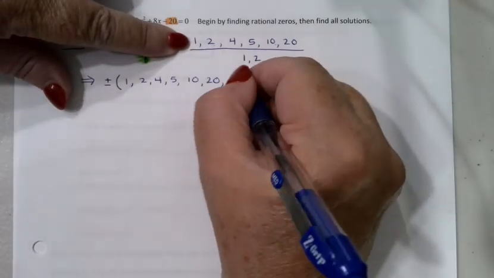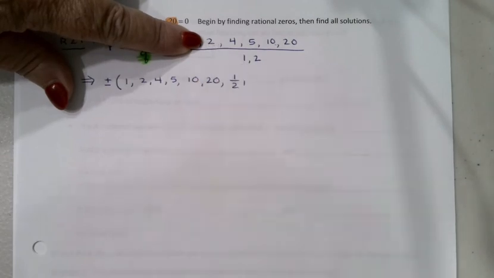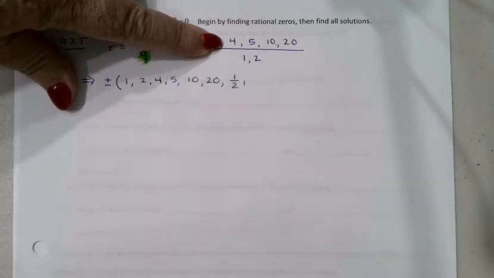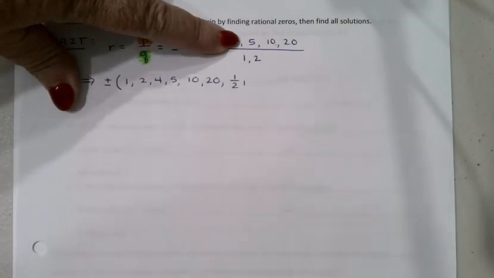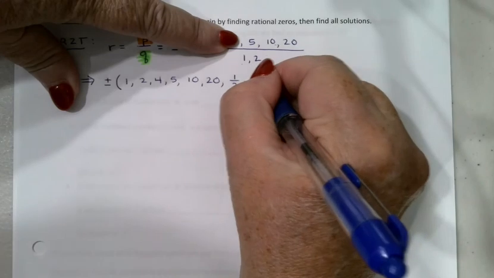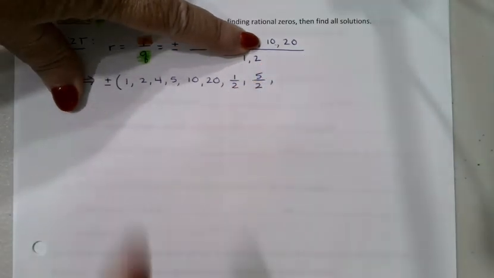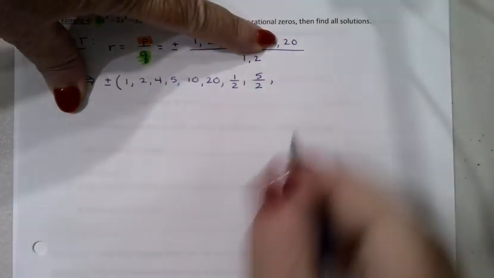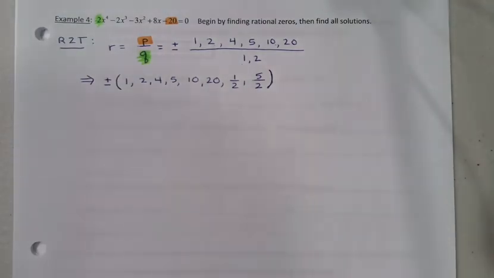So 1 divided by 2, or 1/2. 2 divided by 2 is 1, and that's already in my list. 4 divided by 2 is 2, it's already in my list. 5 divided by 2, I better include that. 10 divided by 2 is 5, I already got that. And 20 divided by 2 is 10, and I already got that. So that's actually the whole list, plus or minus.